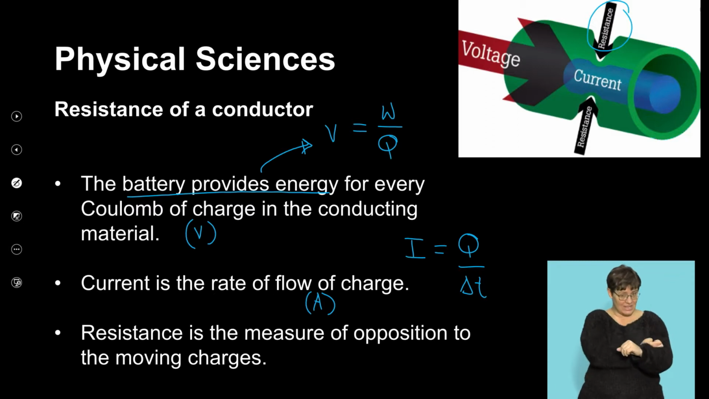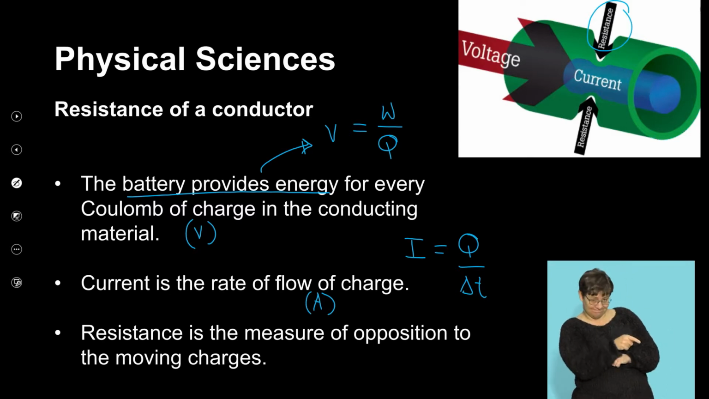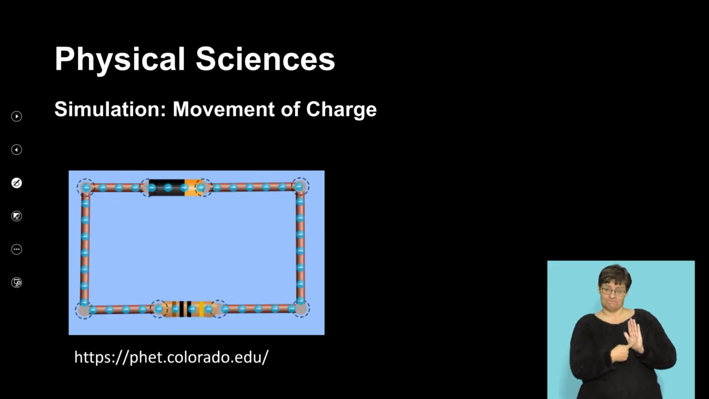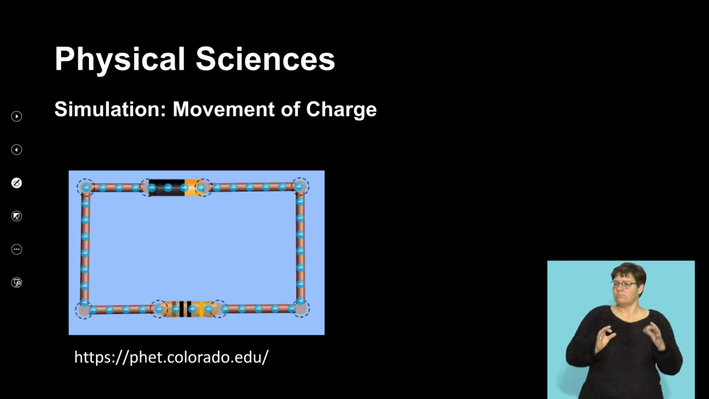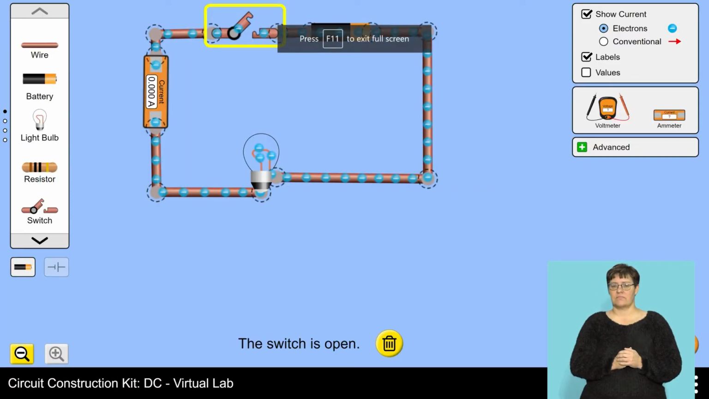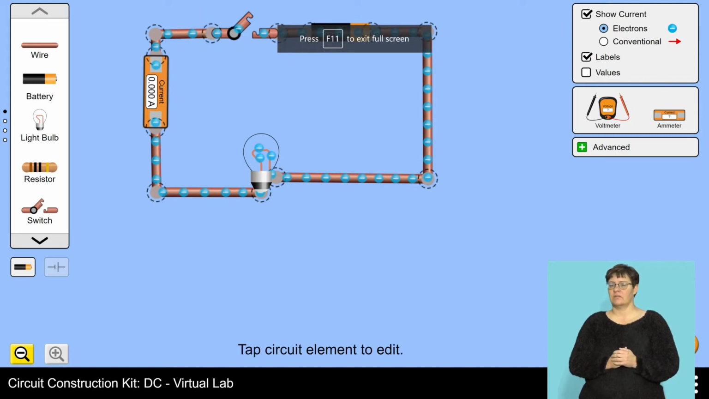Voltage has to do with energy for every coulomb of charge, while current talks to the amount of charge that moves past a point in a given time. So the opposition to that moving charge becomes the actual resistance. Now we'll go to a simulation to show how exactly charge moves through a circuit in terms of the microscopic view. So if we can quickly go to our simulation.